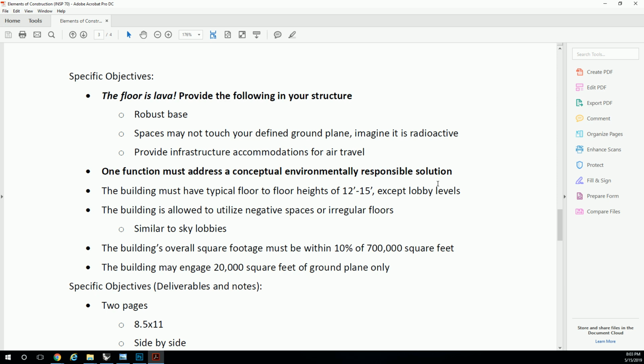Why it doesn't need to touch the ground? Because that's the challenge I gave you. I know, but what was the reason? The reason is because I don't want you to do a rectangle. Make a futuristic building that touches... Well, I mean, it will touch the ground. You have 20,000 square feet that you can use to engage the ground, but you can't have any habitable space on the ground.